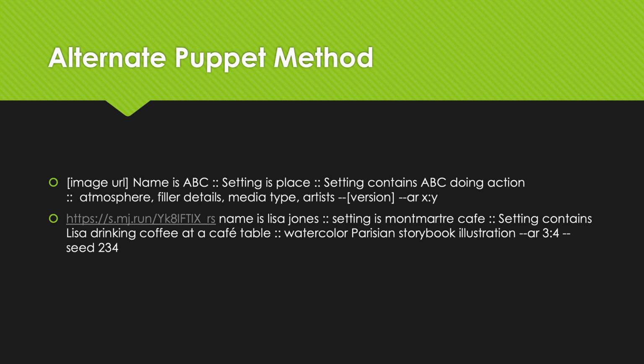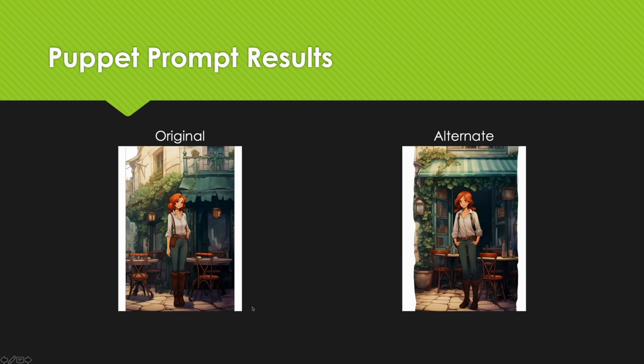And there's an alternate puppet method where you just put the character image and the character description here. Again, you don't have to say name is Lisa Jones. You could say Lisa Jones is an 11-year-old cowgirl. Whatever works the best. Try out both and see which one works the best.